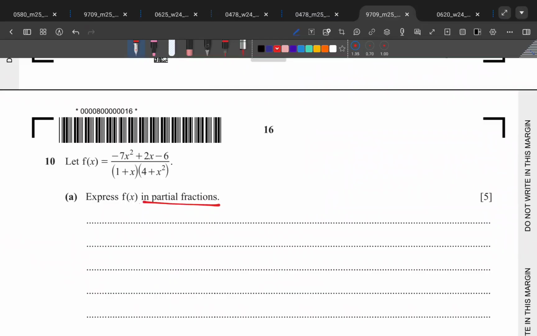Let's see what it is. Here it is. We've been given a function we're asked to express in partial fractions. What is partial fractions all about? It is all about separating denominators. We have 2 denominators that are multiplying each other. We want to have something over the first denominator, which is 1 plus x. Then we want to have something over the second denominator, which is 4 plus x squared. That's what we want to do. We want to separate them. So partial fractions is all about denominators.